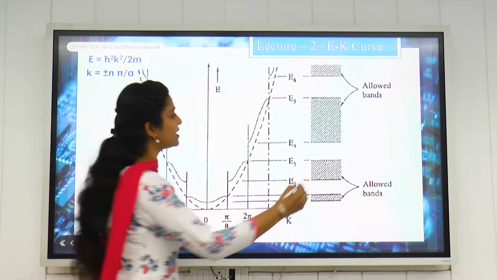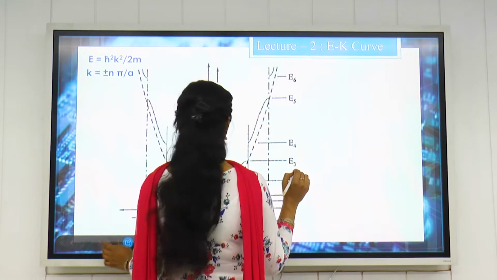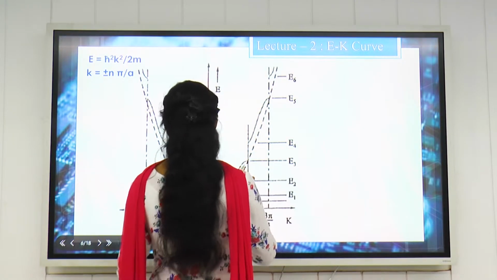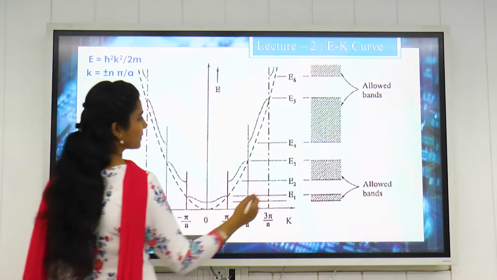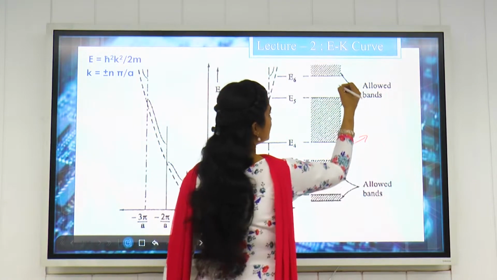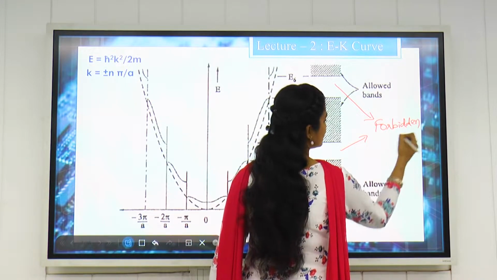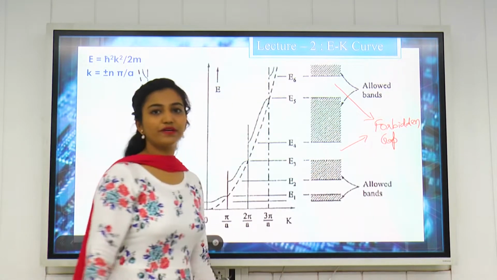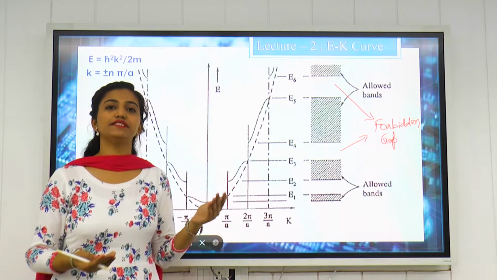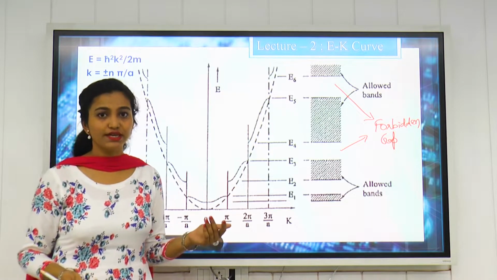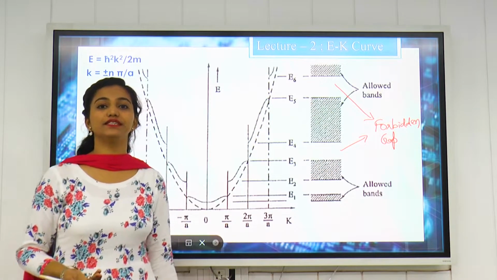Like this. So these are the three forbidden gap. So the very first energy level which is filled is representing the valence band of the solid, and the very next level after the filled level is representing the conduction band.